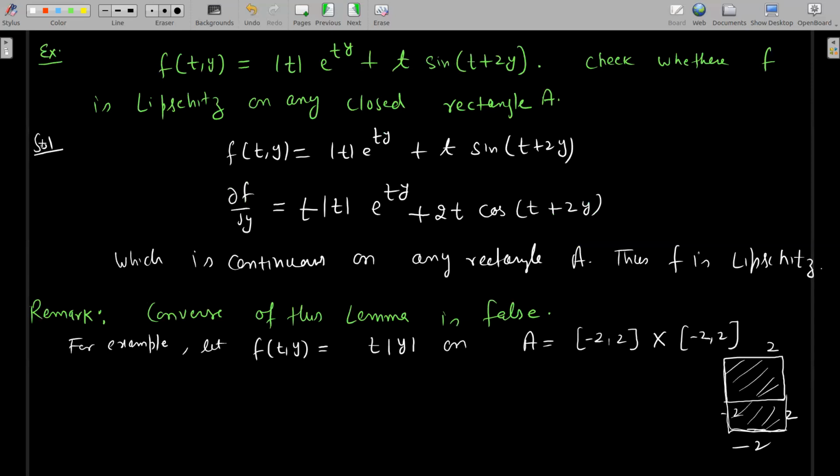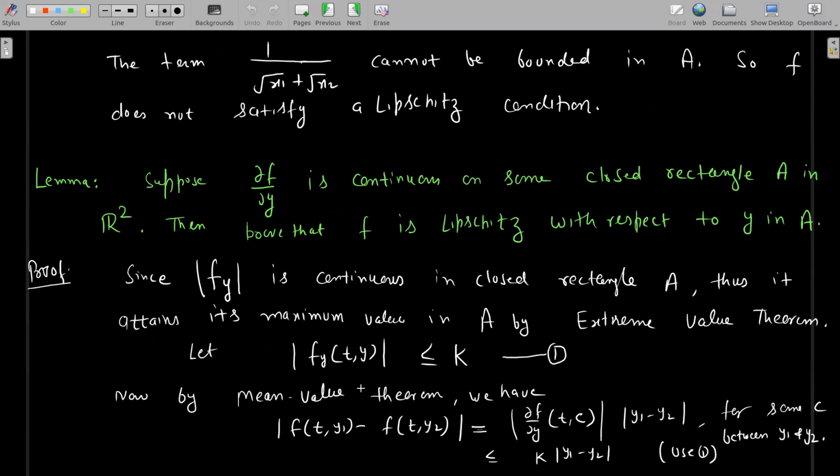So in that region, firstly check Lipschitz condition, f(t,y1) minus f(t,y2). कन्वर्स क्या बनेगा, if f satisfy Lipschitz condition then what you can say about derivative? यही है ना, if derivative is continuous then f is Lipschitz. कन्वर्स क्या बनेगा, f is Lipschitz, can you say that derivative is continuous?